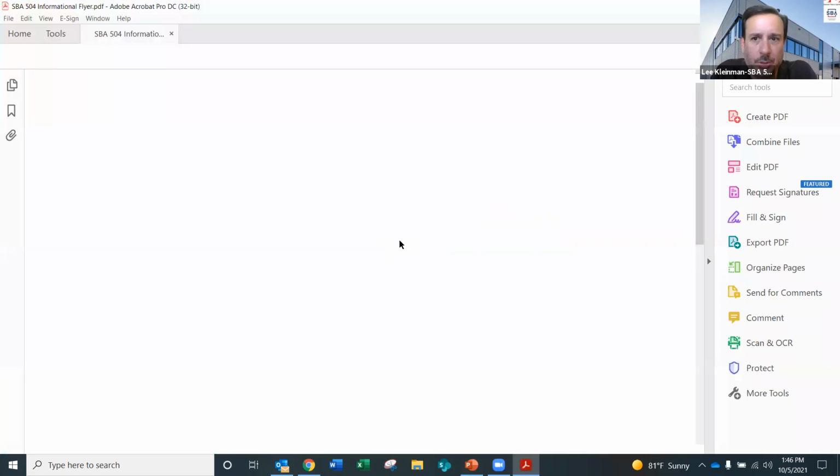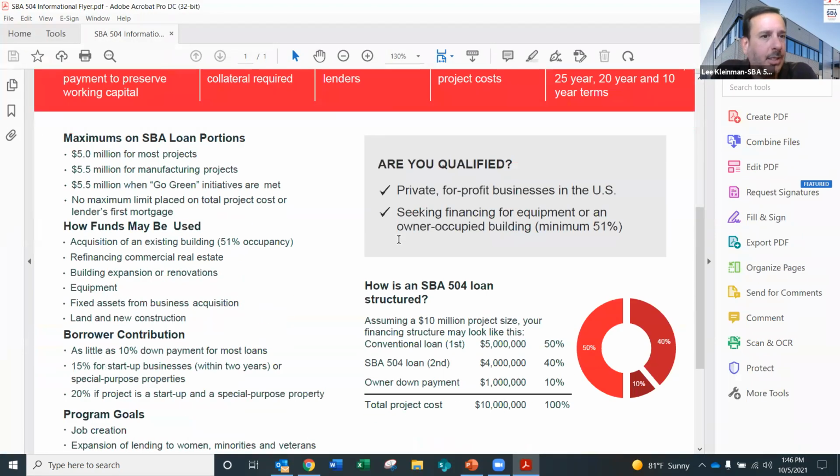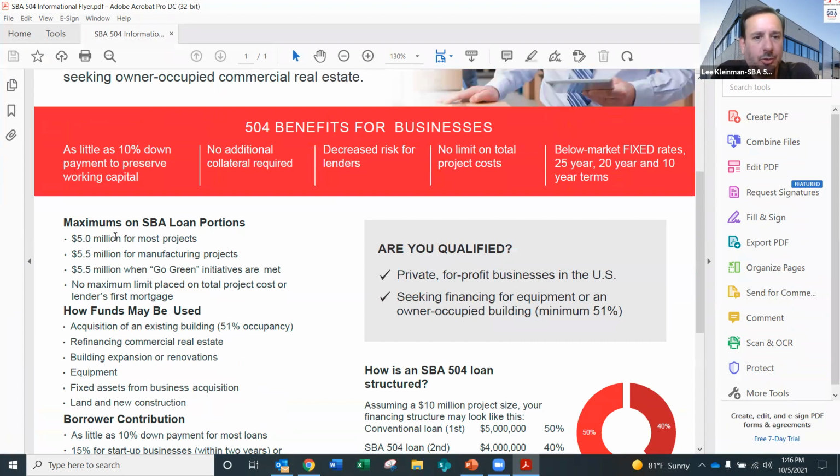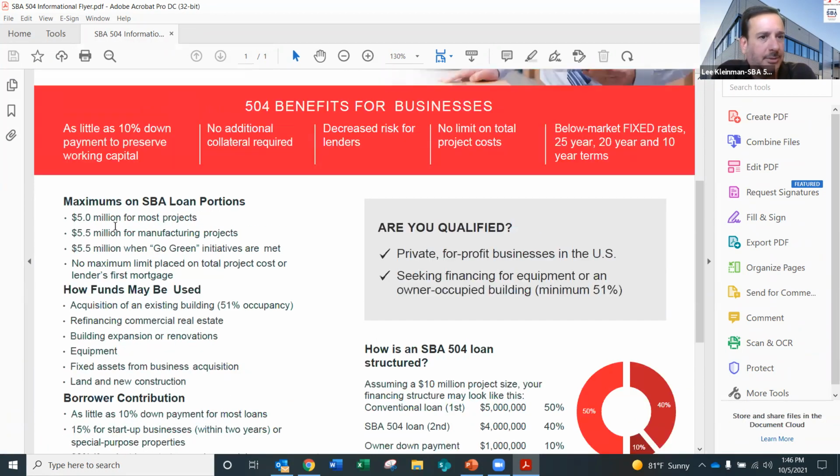So I just want to go over a couple of bullet points on this. The maximum second mortgage amount is $5 million for non-manufacturers and $5.5 million for manufacturers, and it's $5.5 million for all industry types if they go green. If you have a non-manufacturer that wants $5.5 million on the second, they can go green, which typically means they just have to install solar panels and save energy use at the building.